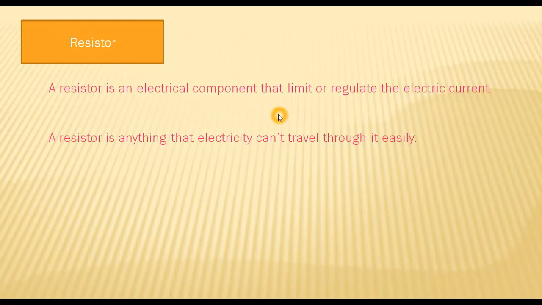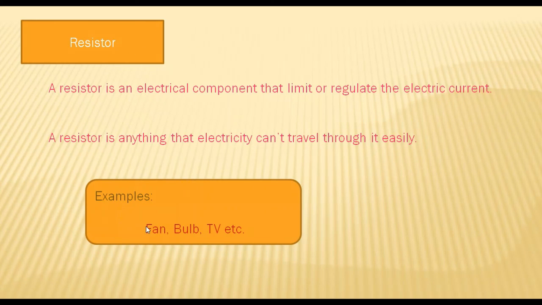Now, when we move further in this chapter, we will be introduced to the term resistor. Now, what is a resistor? A resistor is an electrical component that limits or regulates the electric current. A resistor is anything that electricity can't travel through easily. That means a resistor is any kind of appliance or substance through which electric current cannot travel easily, through which electrons cannot flow easily. It limits the electric current and doesn't allow the electricity to flow through it easily. Such substances are termed resistors.